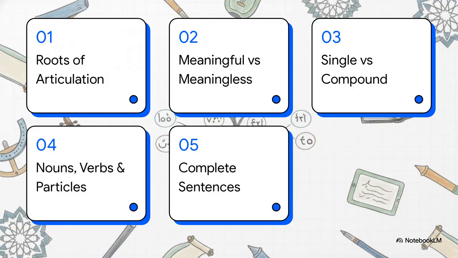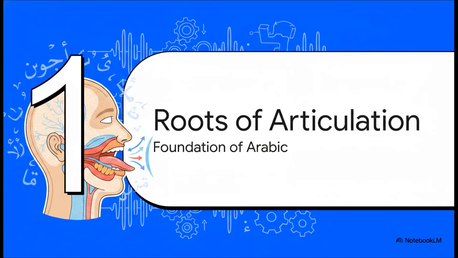Okay, let's dive into this. Here's our roadmap for today's session. We're going to hit 5 key areas: roots of articulation, meaningful versus meaningless words, single versus compound structures, nouns, verbs, and particles, and finally, building complete sentences. All right, Section 1, Roots of Articulation. This is the very foundation of spoken Arabic.